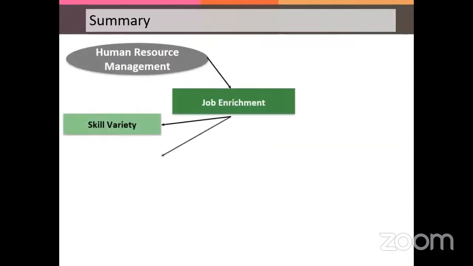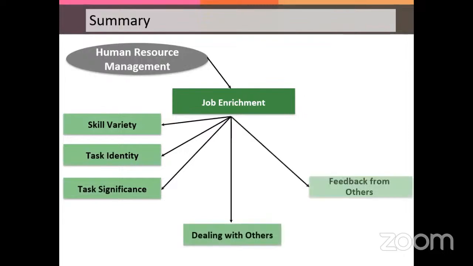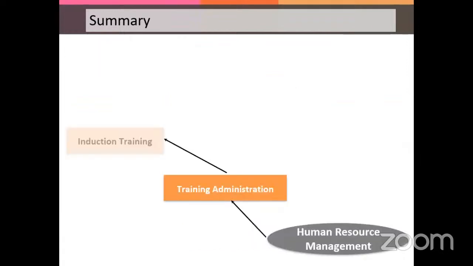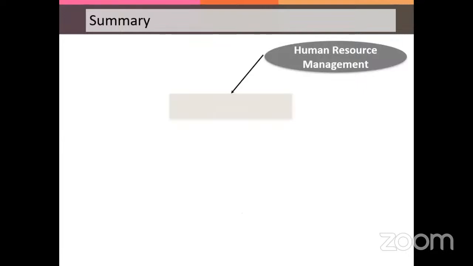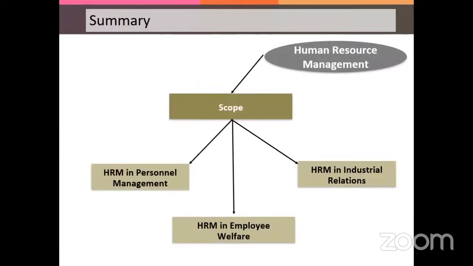Under the job enrichment, we dealt with skills variety, task identity, job significance, dealing with others, feedback from others, feedback from the job, and then job autonomy. Under the training administration, we dealt with induction training, supervisory training, technical training, and management training. Under the scope, we dealt with HRM in personnel management, HRM in employee welfare, and HRM in industrial relations.